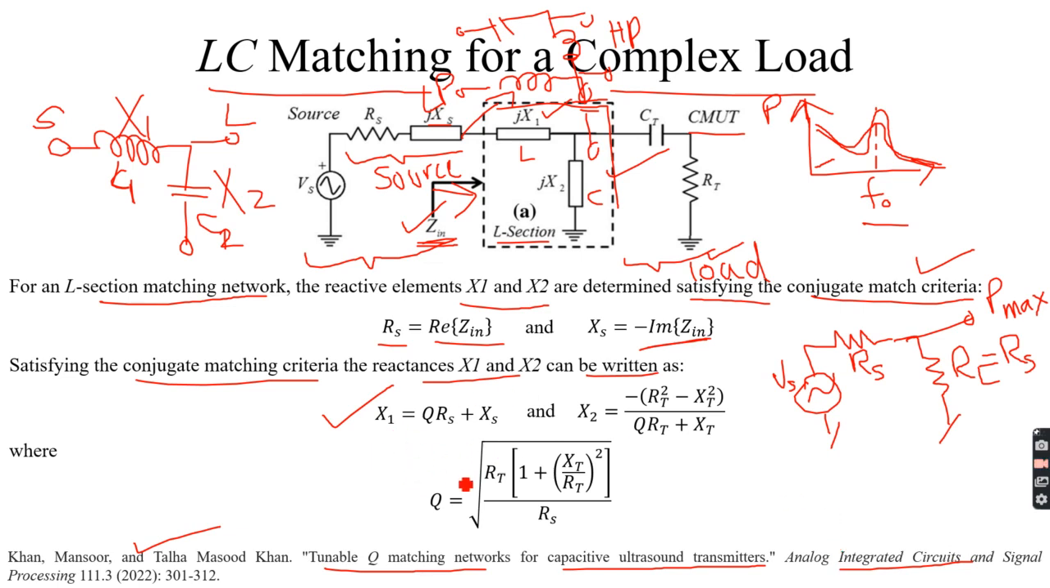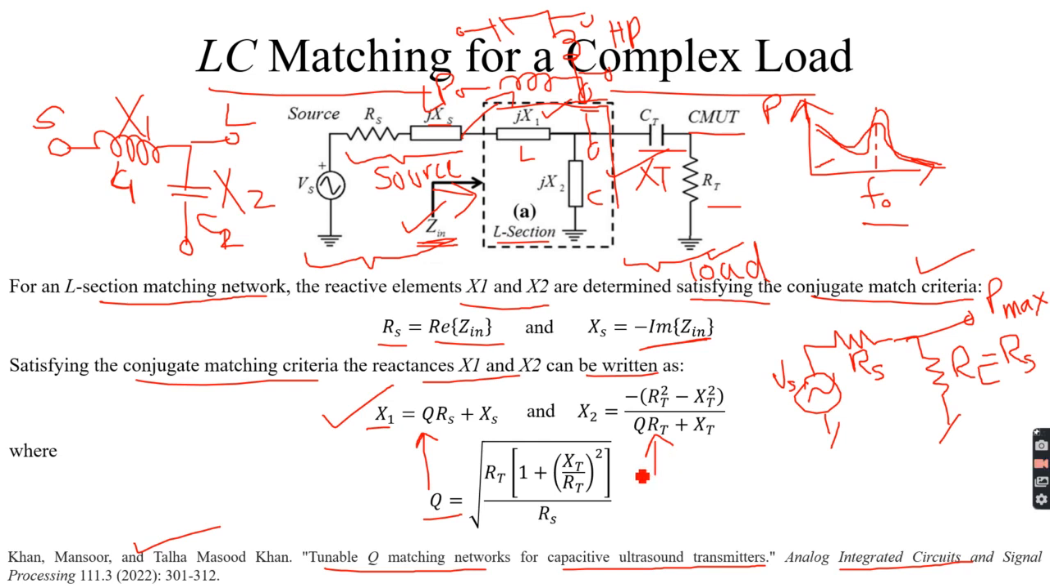Okay. So X1 and X2, their evaluations happen in terms of the match quality factor. So the first thing you need to look at is the quality factor. If I know what RT is and what XT is, which is the reactance of the capacitance of the transmitter, then I can find the Q. And then in terms of that Q, I can find X1 and X2, right? So the first thing you want to do is to look at the quality factor.